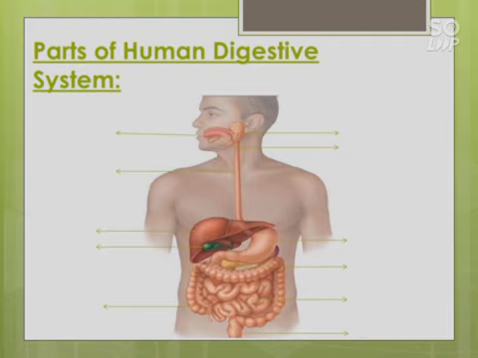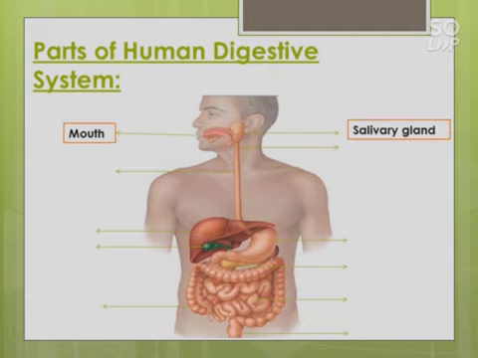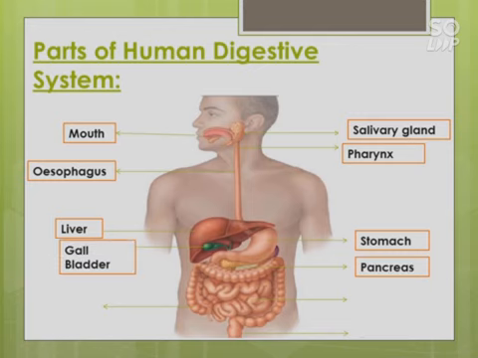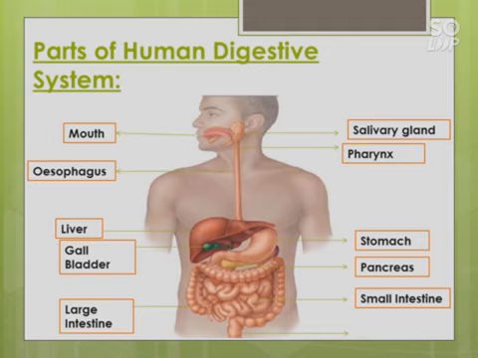So children, let us understand the parts of the human digestive system. As you can see, the food enters through our mouth. In the mouth itself, we have a salivary gland which secretes saliva in the food, and that food is moved into the esophagus through the pharynx. From the esophagus, the food enters into the stomach where it stays for some time. Then the liver, gallbladder and pancreas secrete different juices, and the food is moved into the small intestine where absorption of material takes place from finger-like projections. Then the food moves into the large intestine. Finally, the waste material moves out from the anus.